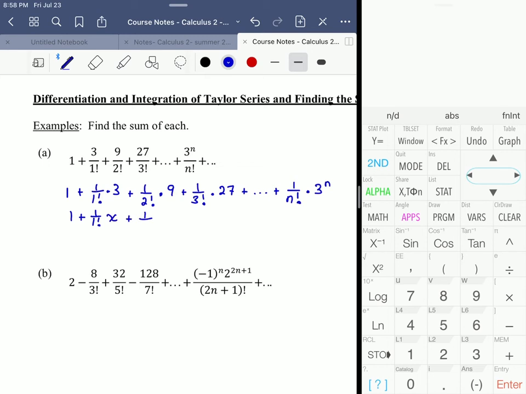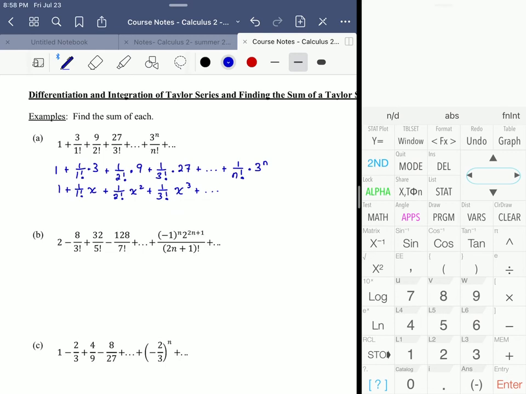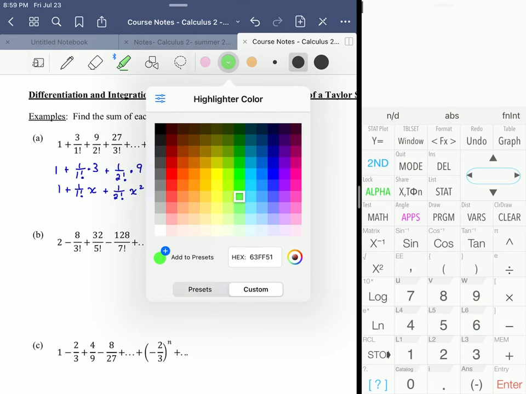1 plus 1 over 1 factorial x plus 1 over 2 factorial x squared plus 1 over 3 factorial x cubed plus on and on and on. That is the expansion of the Maclaurin series for e to the x. Once you make that recognition, then you're in really good shape. The general term here would be 1 over n factorial x to the nth.